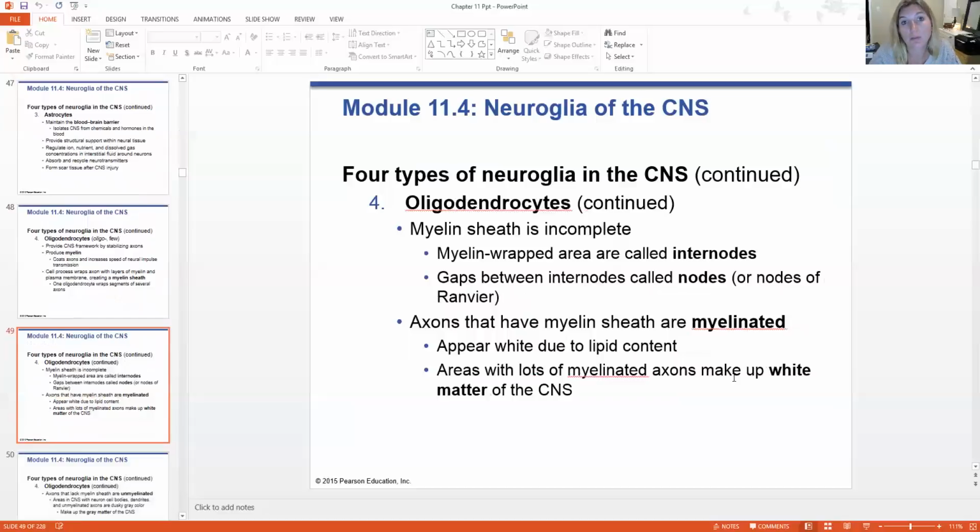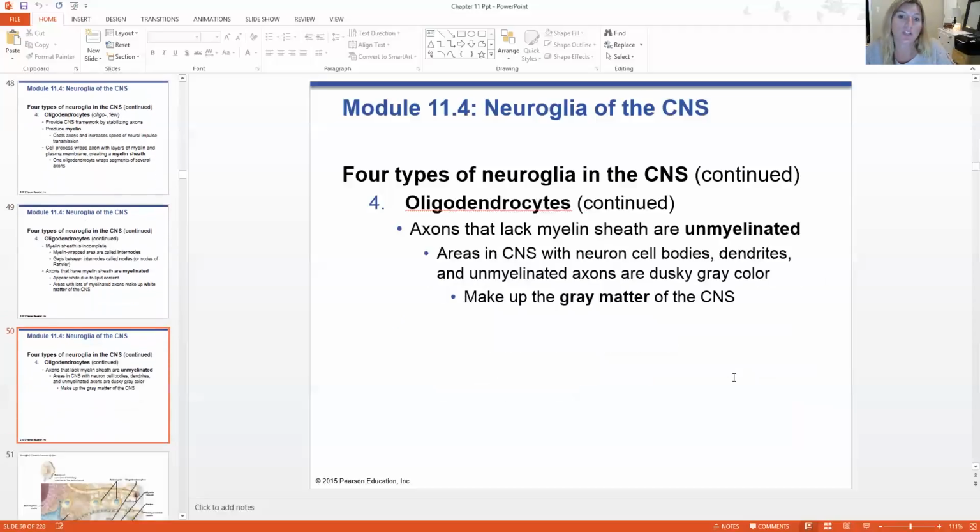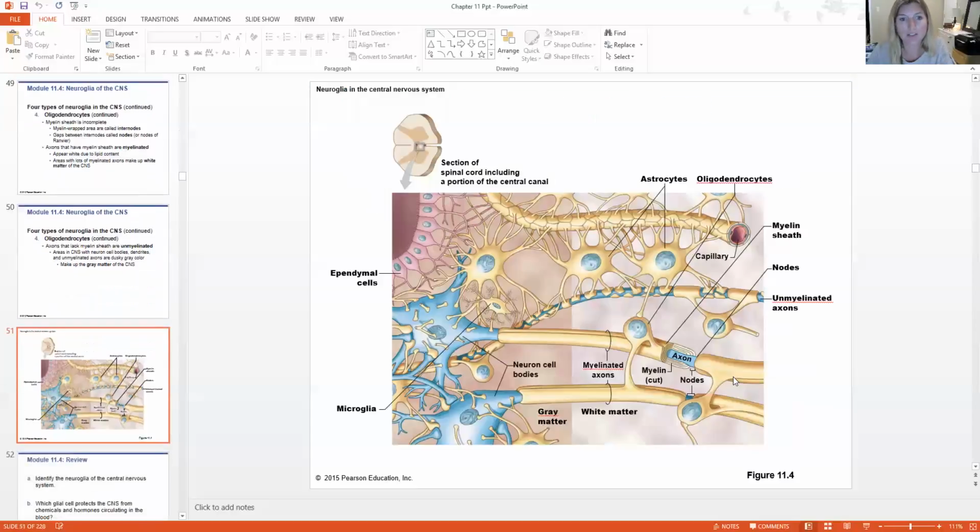They appear white because of that fatty myelin from the oligodendrocytes, and areas with lots of myelinated axons make up what we call the white matter of the central nervous system. Those oligodendrocytes may be absent from some axons, and those would be unmyelinated axons, and they appear gray. That's the gray matter.